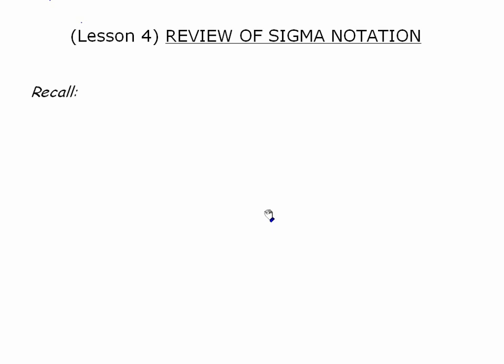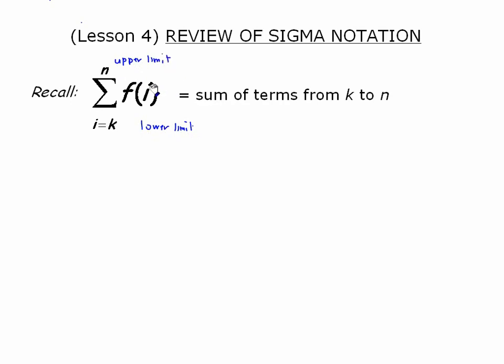Now you might remember from earlier days that the sigma notation looks like this, where you have down below the sigma symbol, the Greek symbol, you have I equal k. Now this represents the lower limit, and this represents the upper limit. And then this really is equal just to the sum of terms from I equal k all the way up to n. So you add them all together according to a formula like f at I.